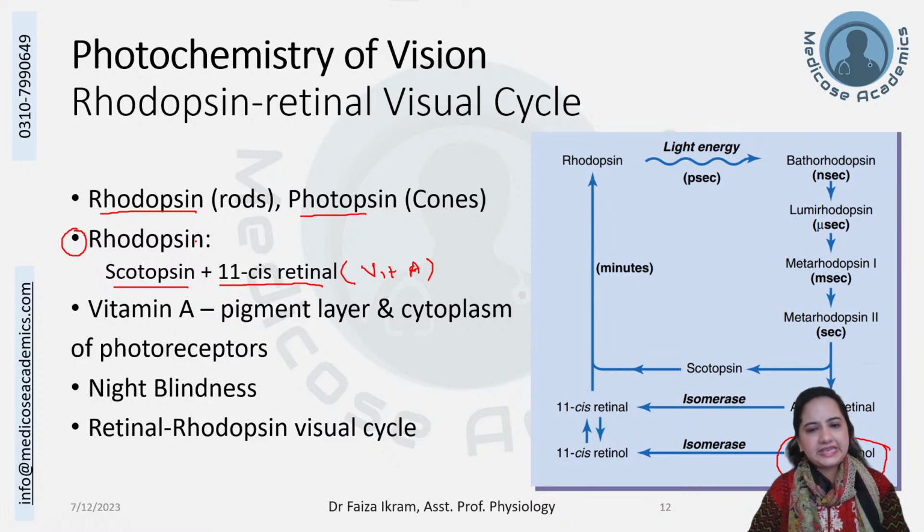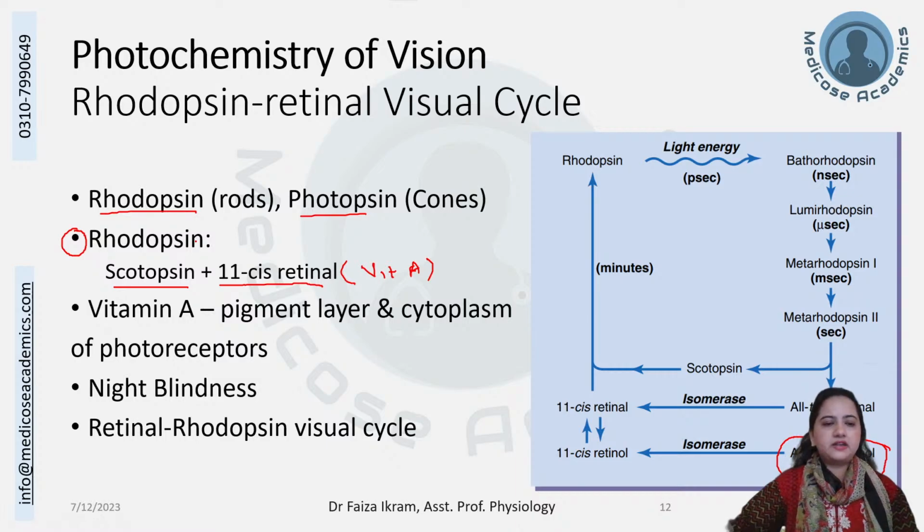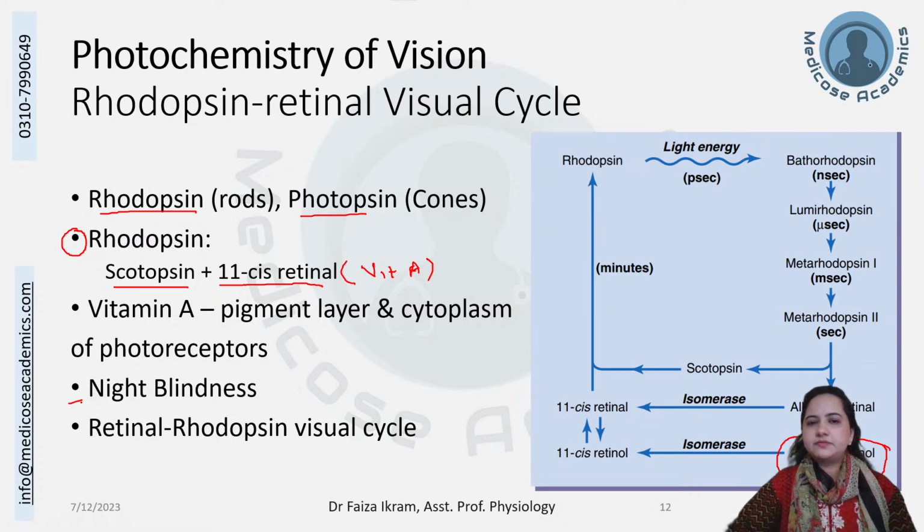If vitamin A is absent, the photopigments will be decreased and that can lead to night blindness. Let's move on towards the retinal rhodopsin visual cycle in front of you. What happens in the dark state? The photopigment is present in the form of rhodopsin. Right now we are looking at this visual cycle in the rods. In the dark, the photopigment is found in the form of rhodopsin.